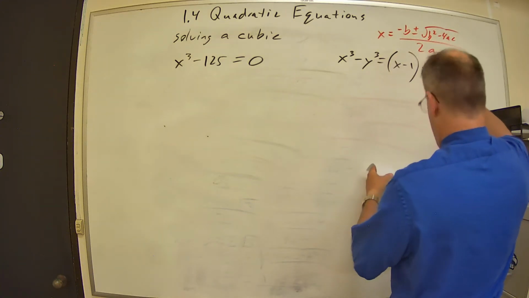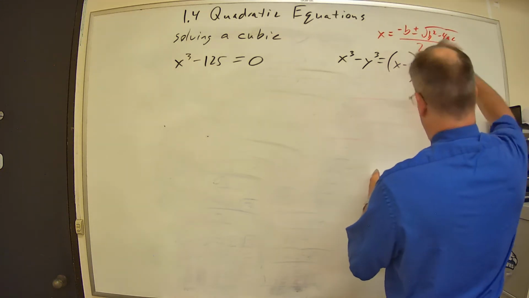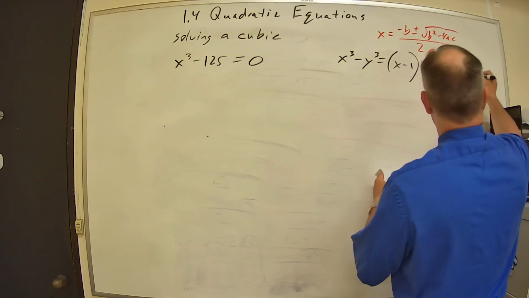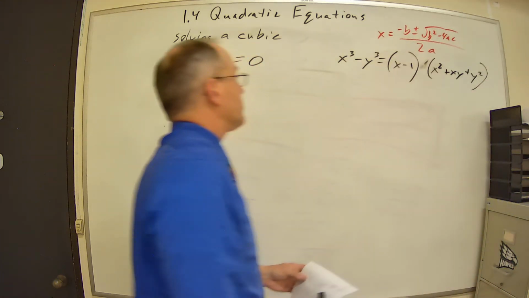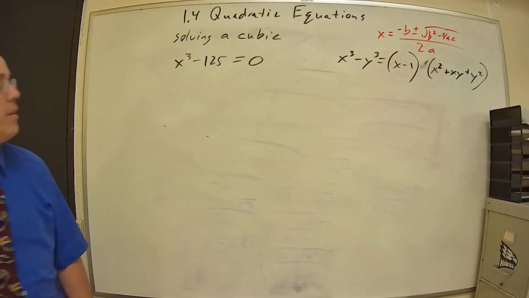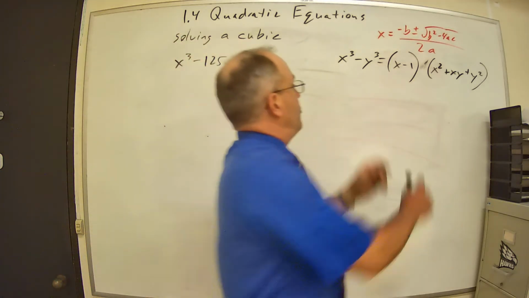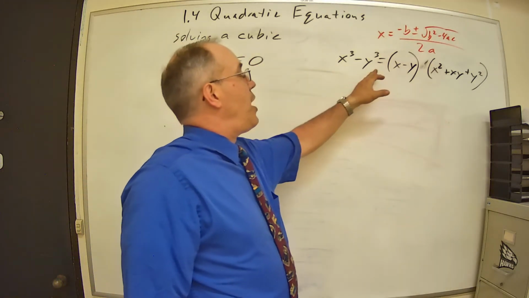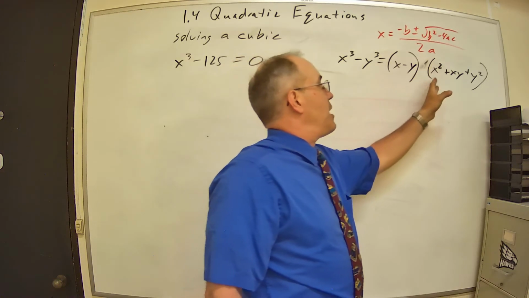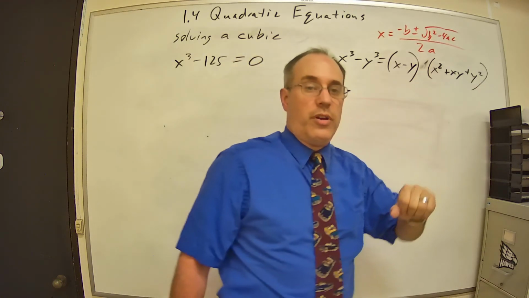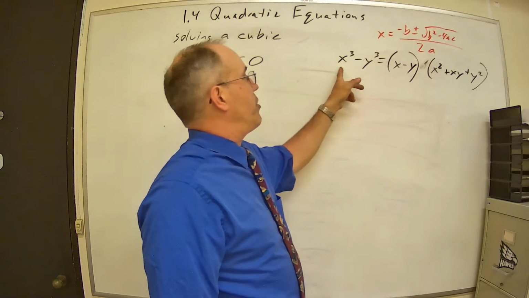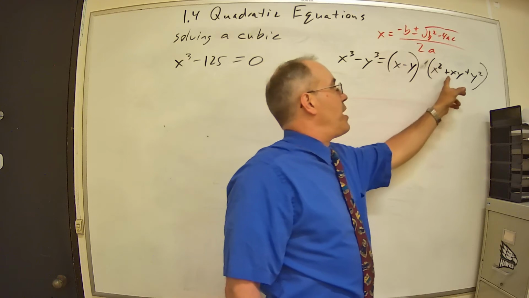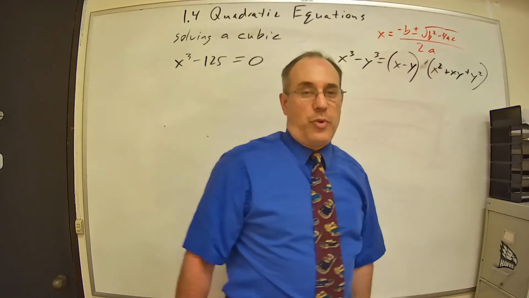Multiplied by x squared plus xy plus y squared. Make sure we write everything down correctly. So x cubed minus y cubed is equal to x minus y times x squared plus xy plus y squared. There's also another one: x cubed plus y cubed is equal to x plus y times x squared minus xy plus y squared.